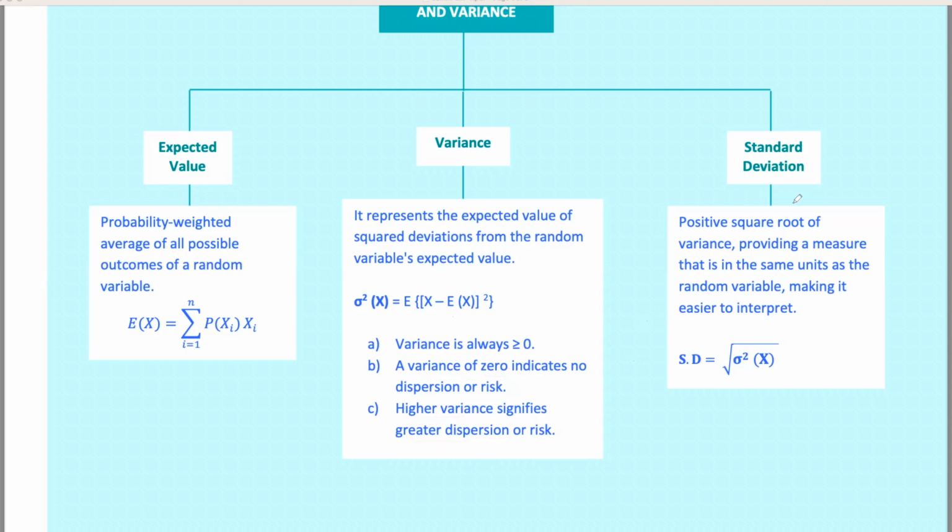Finally, the standard deviation is simply the square root of the variance. Why do we use the standard deviation? It's because it's easier to interpret, being in the same units as the original data, making it more intuitive.